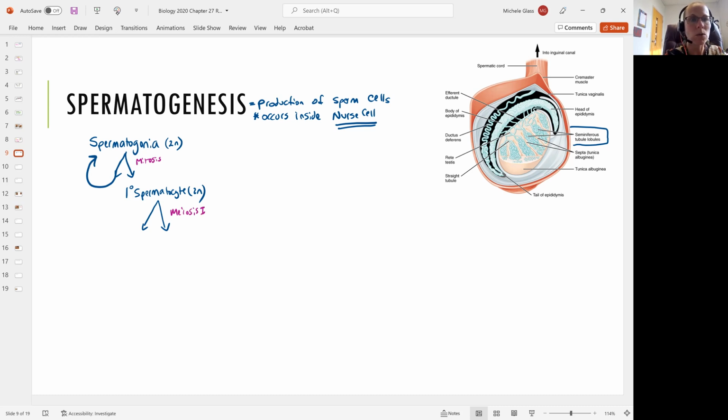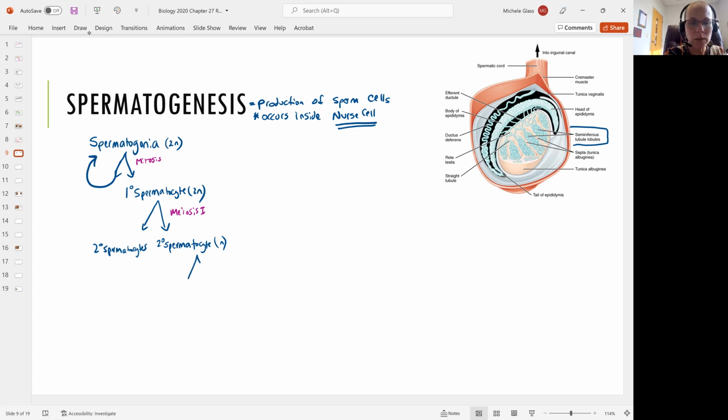When we look at this primary spermatocyte, we will see that this cell will go through meiosis 1, which is a whole set of prophase 1, metaphase 1, anaphase 1, telophase 1. And we're going to be producing at the end a haploid spermatocyte, and we'll be producing 2 of these. So at the end of meiosis 1, we get 2 secondary spermatocytes.